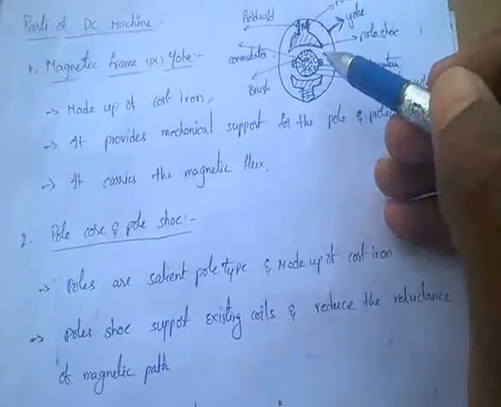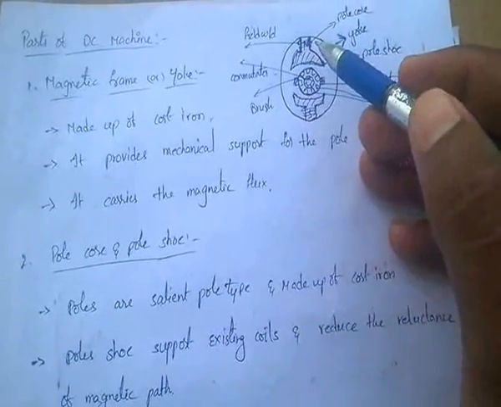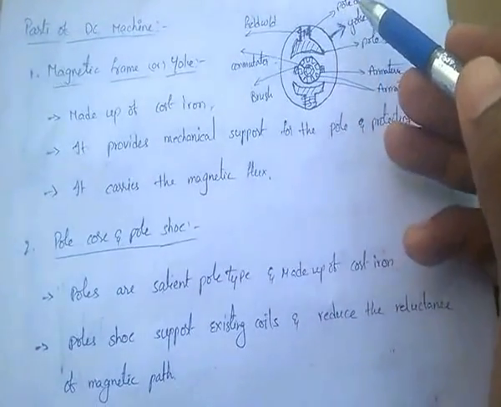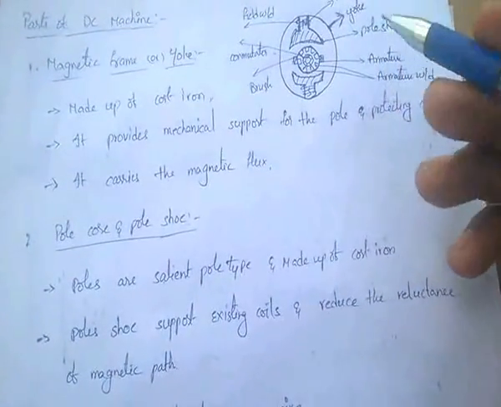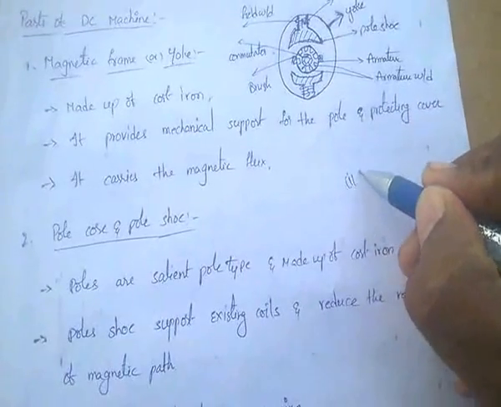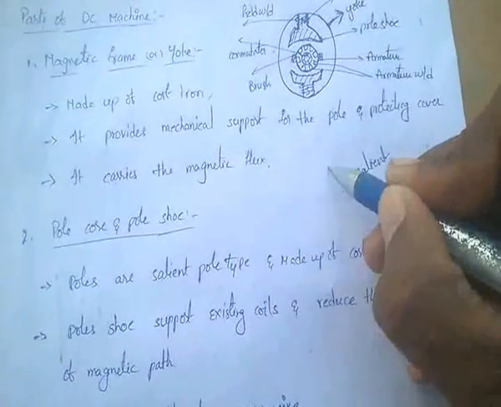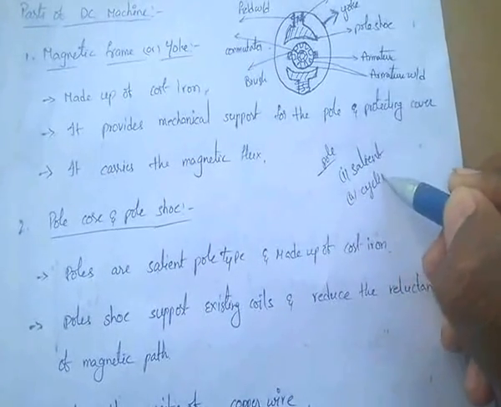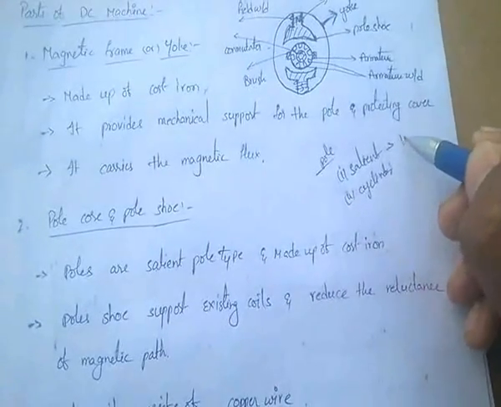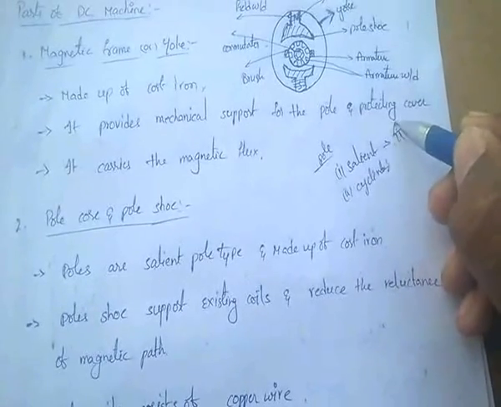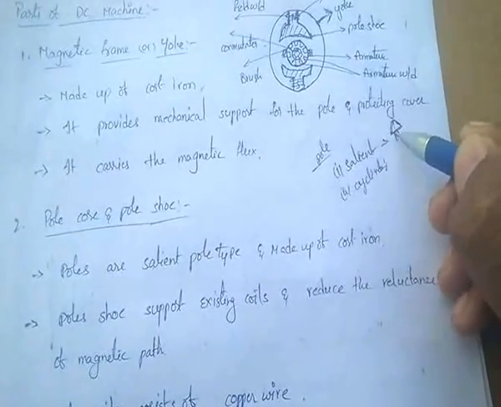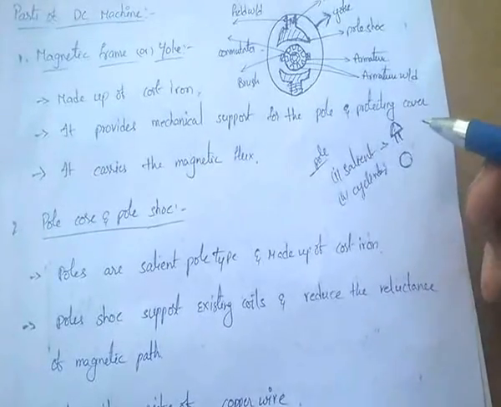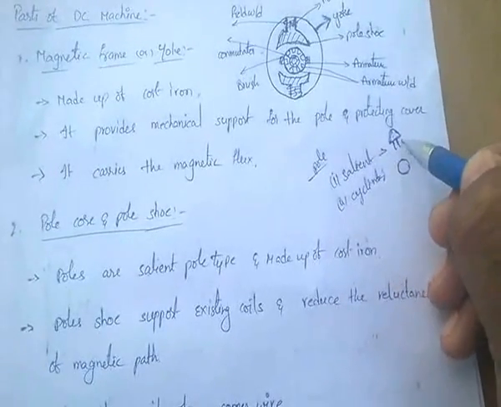Coming to the pole core, poles are mainly salient pole type and made up of cast iron. Actually, poles are of two types: salient pole type and cylindrical pole type. Salient pole types are the poles that look like this. These are called salient poles, and cylindrical poles look like this.